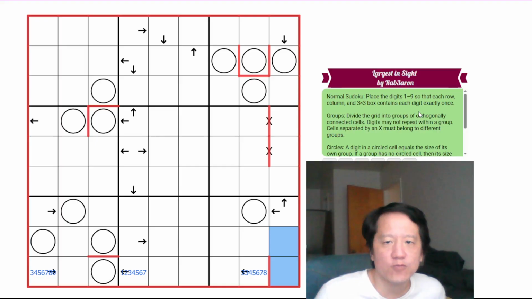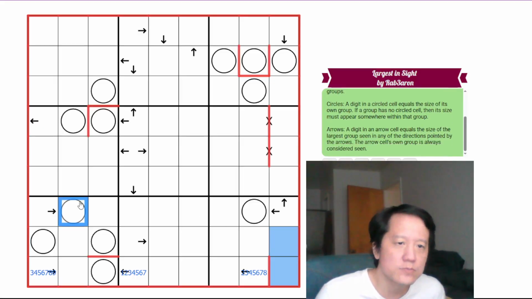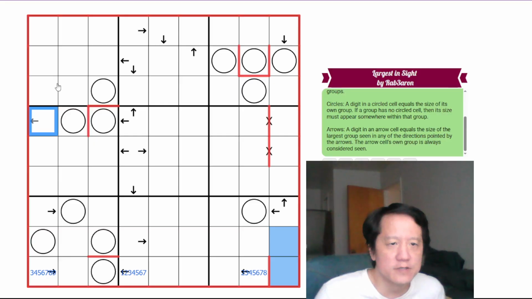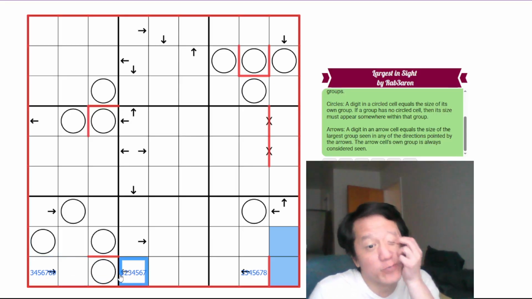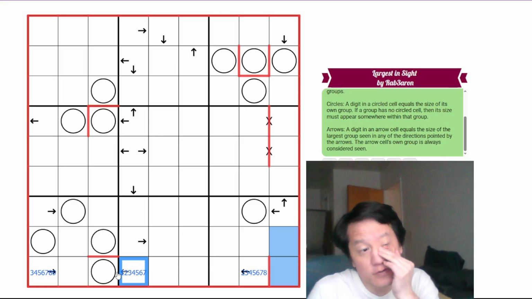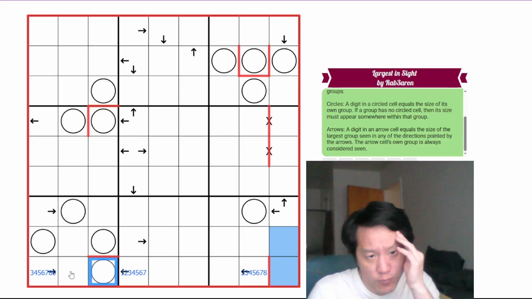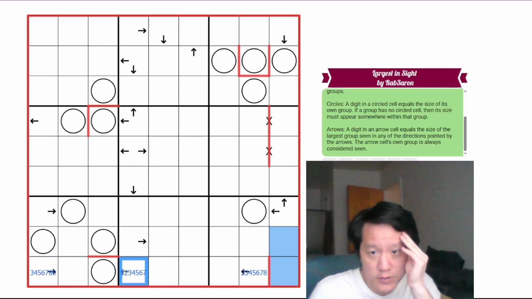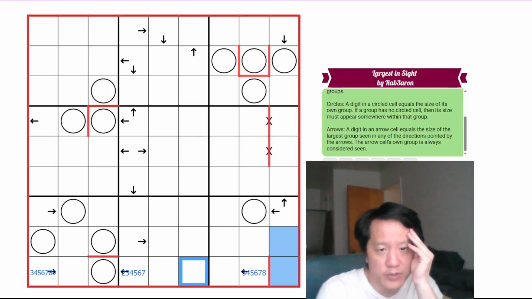Again, you can't have repeats within a group. This is the size of whatever its region is. We don't know what that is. Can this ever be size 1? I don't think so, right? If this is 1, then you have 1, 1, and 1 there. So no, this can't be 1, which means this can't be 2.